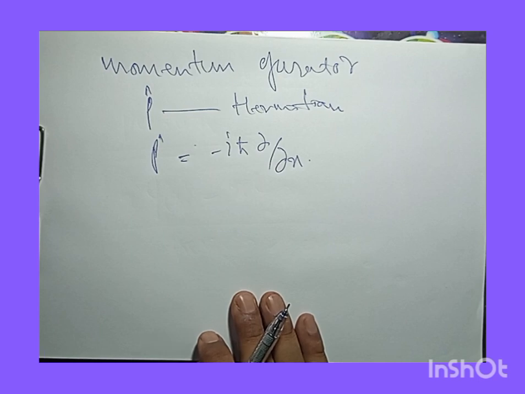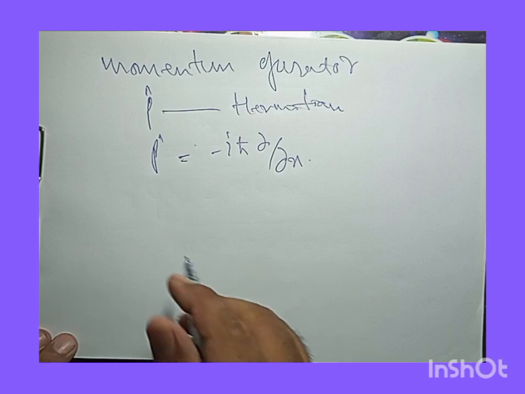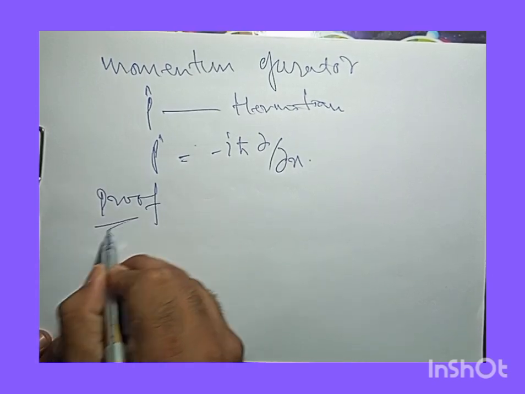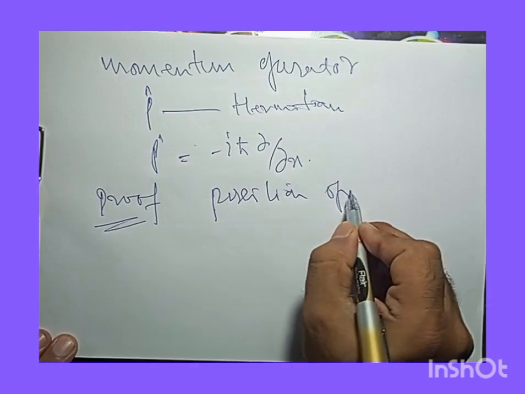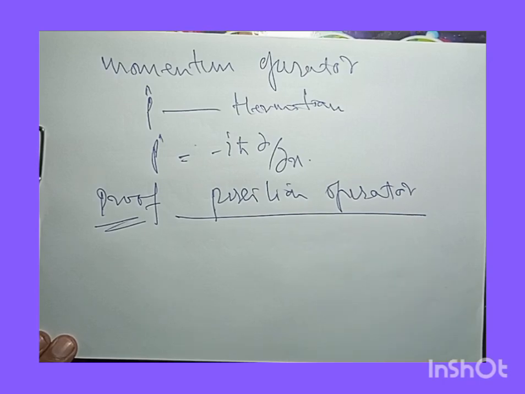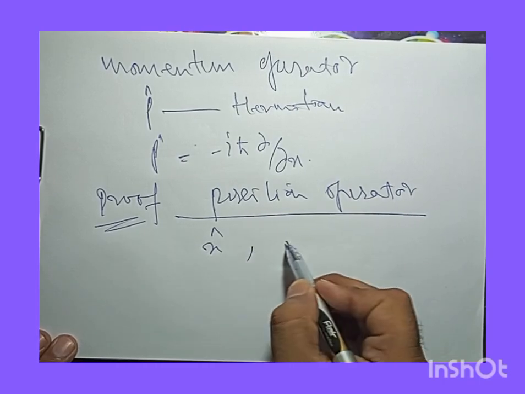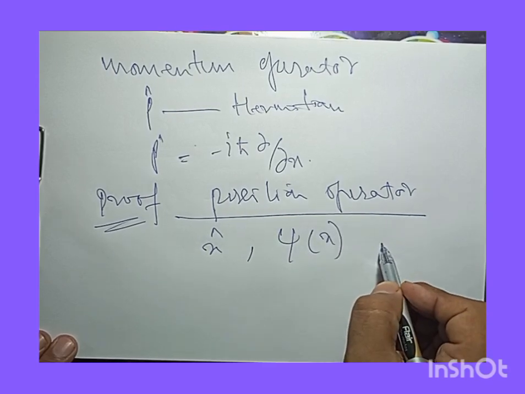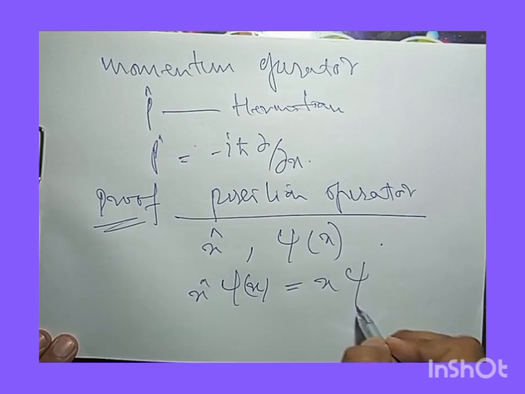And then we have Pauli's matrices. We have the Hamiltonian operator. Now we want to prove here in this video that these operators are Hermitian operators. And for the proof, I will start with the position operator. So I have a position operator x cap, and this position operator acts on a wave function psi of x. So x cap psi of x leads to x psi of x.